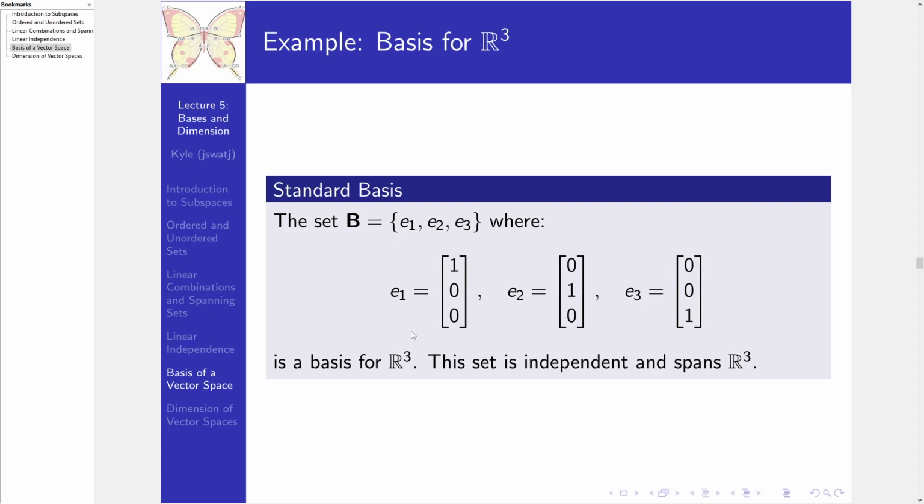And this set is a basis for R3 because it is independent. We can't write E1 as E2 or E2 as E3 and E1 or something like that. And it spans every single vector, which means that we can basically write any vector in R cubed as a sum of scalar multiples of these. Kind of like building blocks for the vector space.